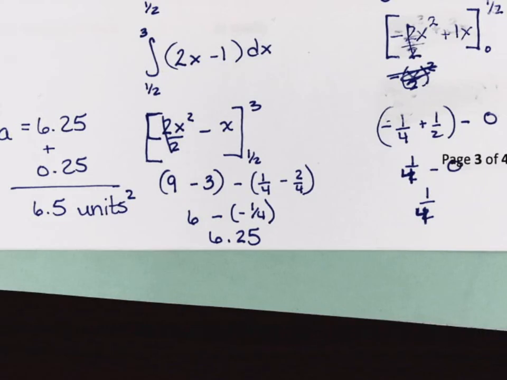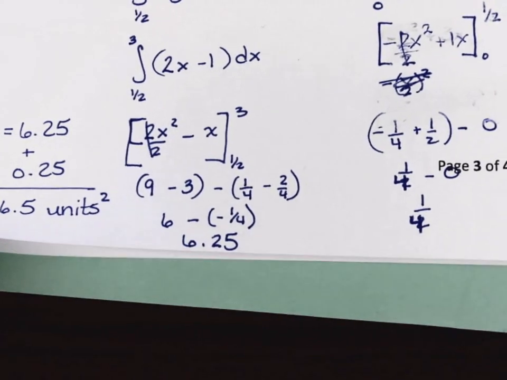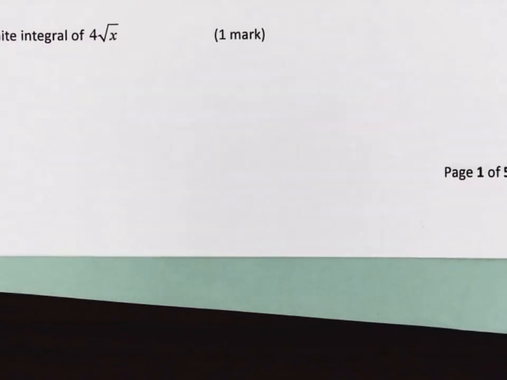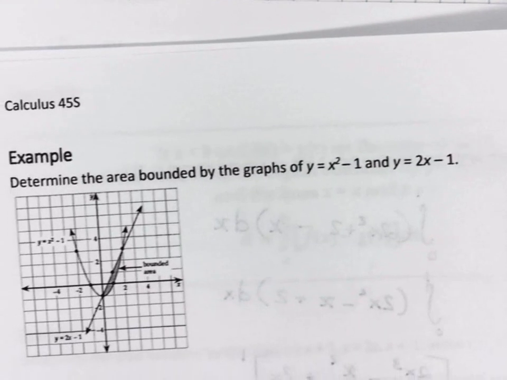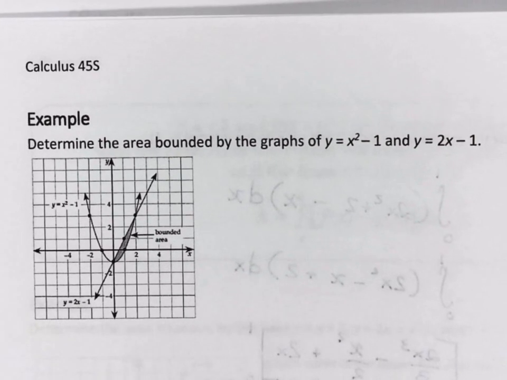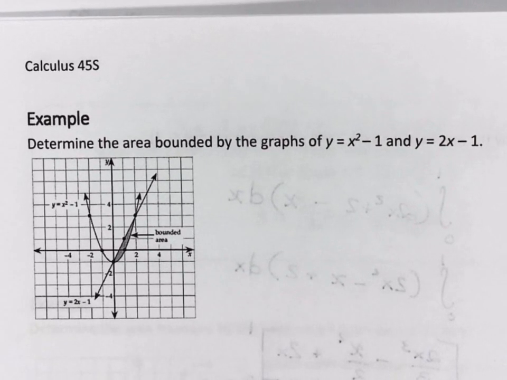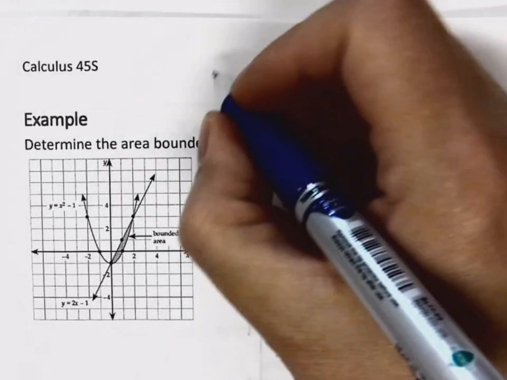Okay, we've got two more examples to get through. It's a little bit of a long lesson. I just want to show you some strategies, because there are different kinds of questions that you might get. This one says determine the area bounded by the graphs, a parabola and a linear again, but there's no interval given. So if no interval is given, find the points of intersection.